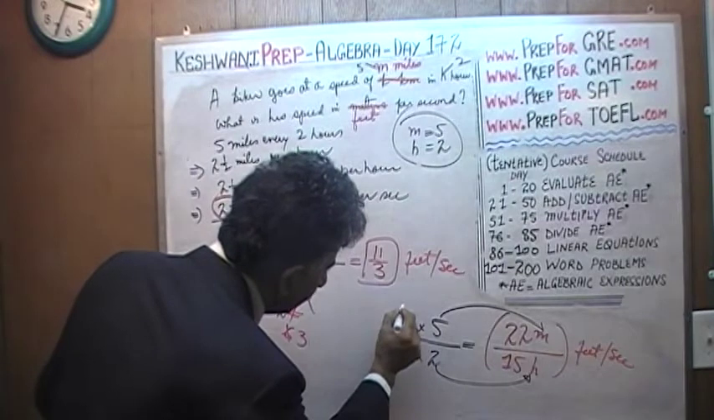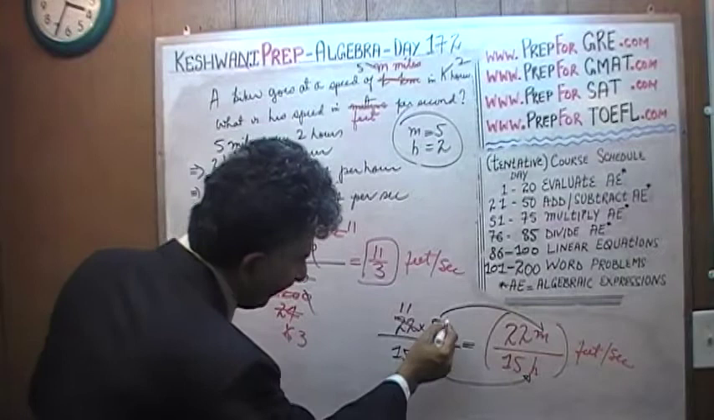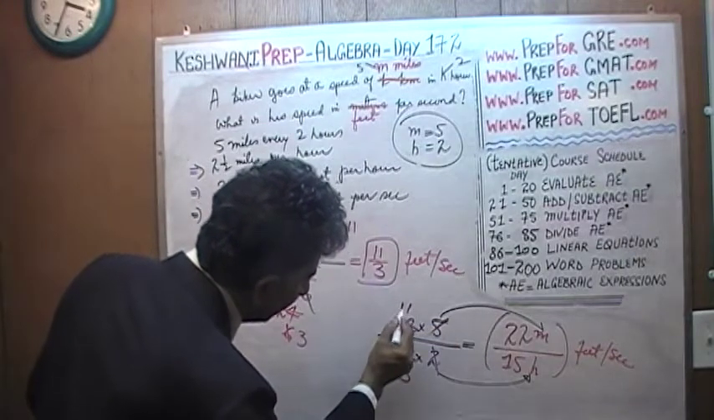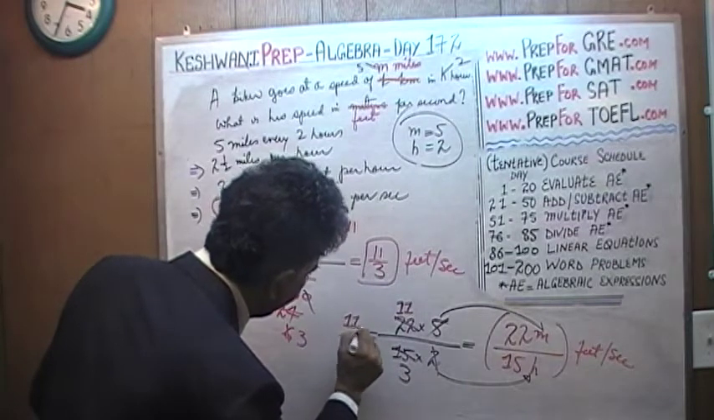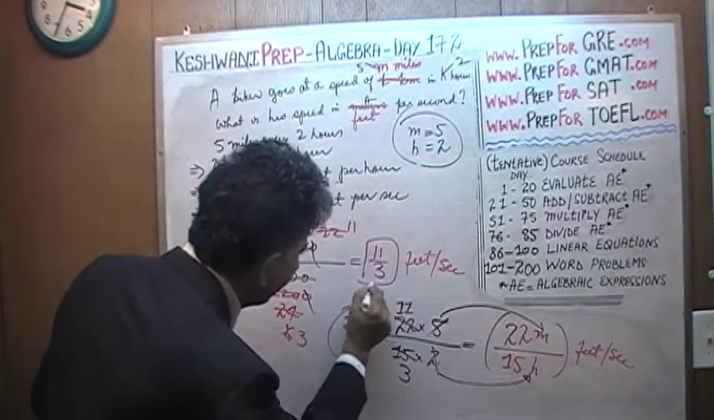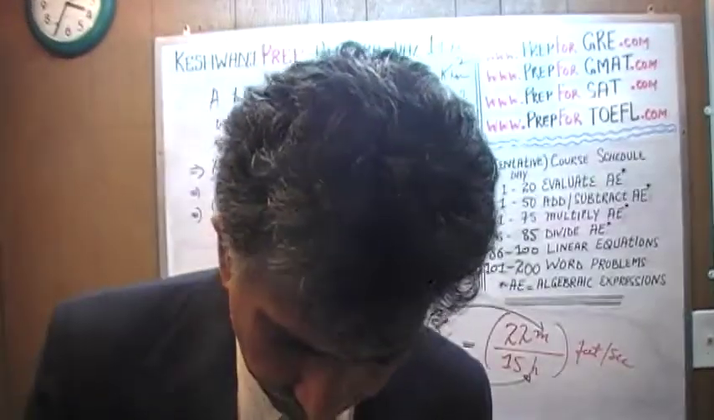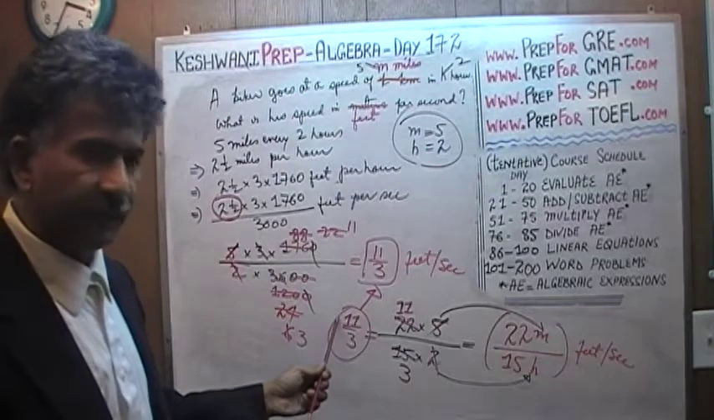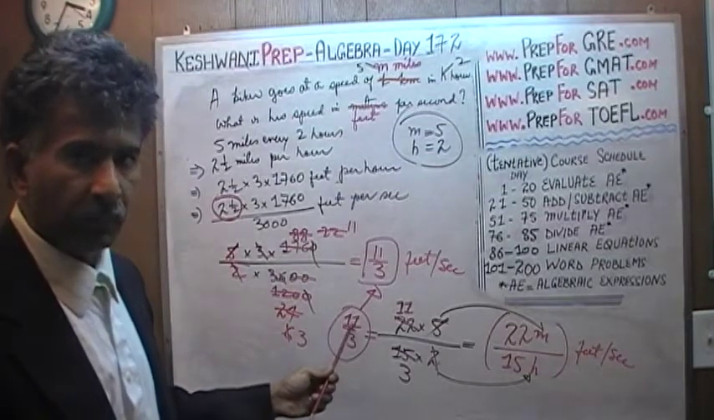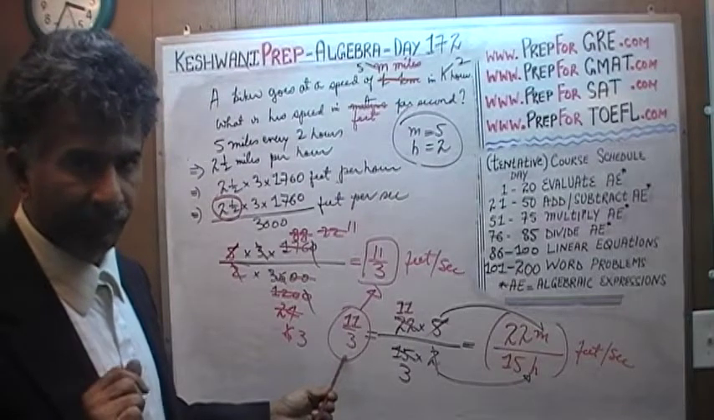Well, 22 divided by 2 is 11, and that takes care of this thing. If you divide top and bottom by 5, that drops out this 5, and this becomes 3. Voila, 11 over 3. You see? It is in fact the right answer. The guy is going to travel 11 over 3, or 3 and 2/3, because 3 times 3 is 9, and you're going to have 2 left over. So 3 and 2/3 feet every second.